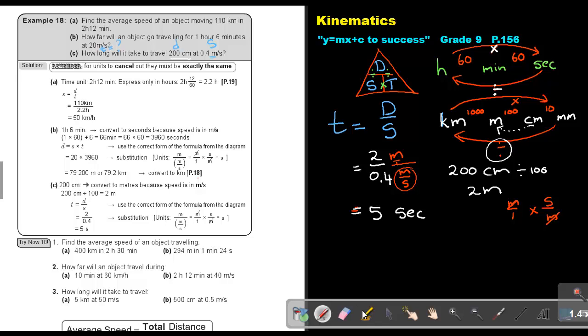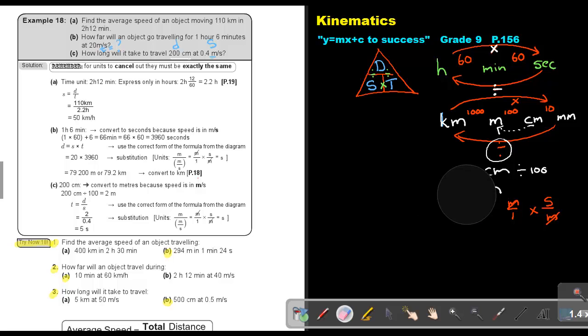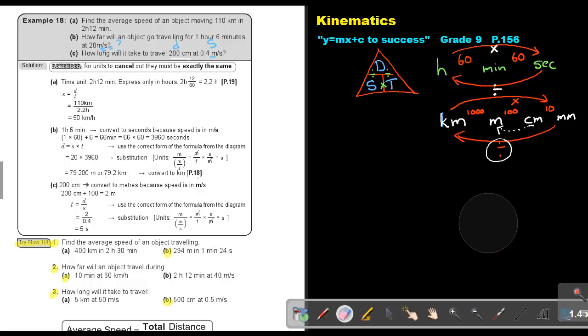Okay, I want you to try now 18, and I want you to do number 1 B, as well as number 2 A, as well as number 3 B. I'm just going to make space, but I'm going to leave the tables because the tables are going to help you. But you can also go to your textbook on page 18. Okay, let's start.